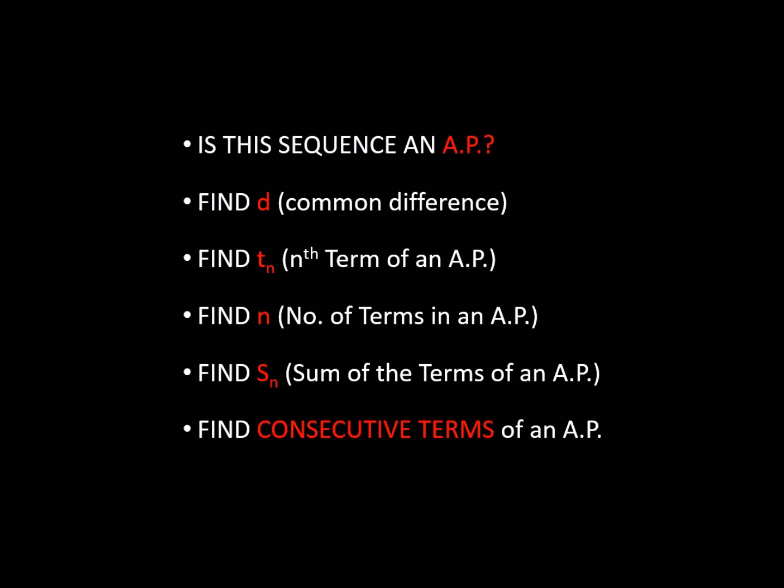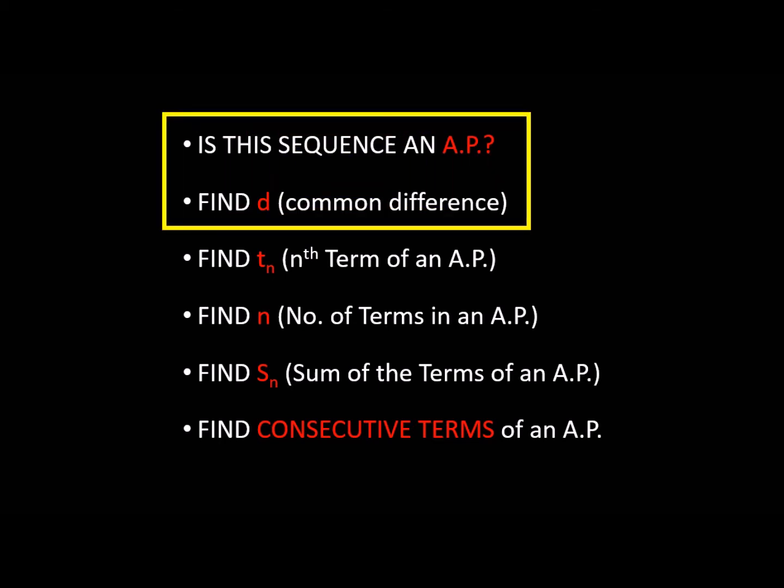And if you remember, in one of the previous videos we determined how to name an AP with an even number of terms and an AP with an odd number of terms. So that's what you use to find consecutive terms of an AP. We'll discuss how to solve these questions in pairs. First we are going to discuss these 2 questions: how to determine if a sequence is an arithmetic progression, and how to find the common difference D.